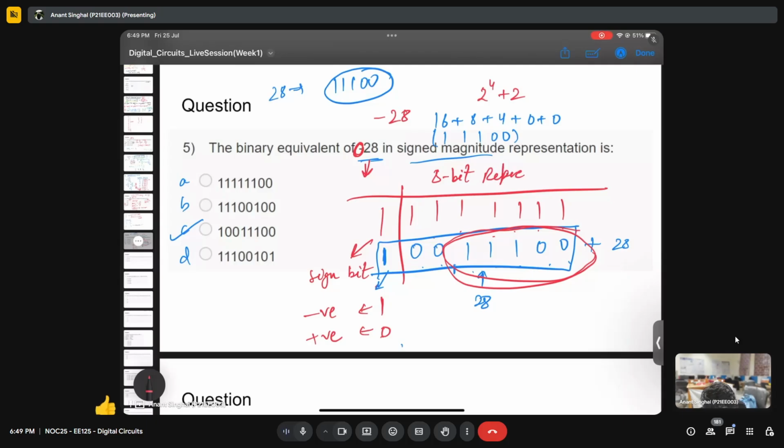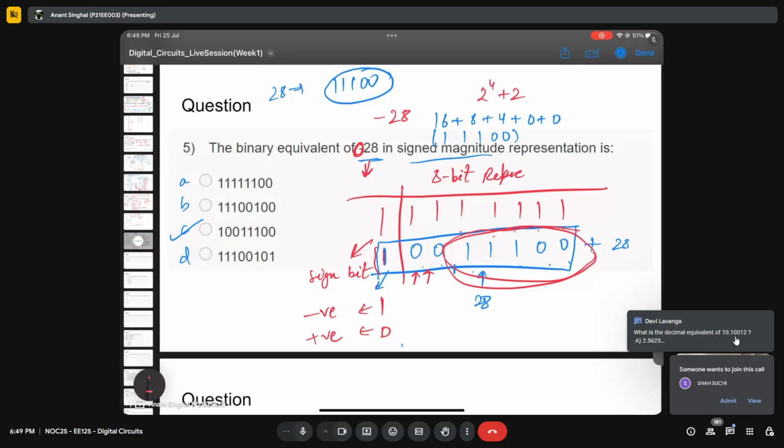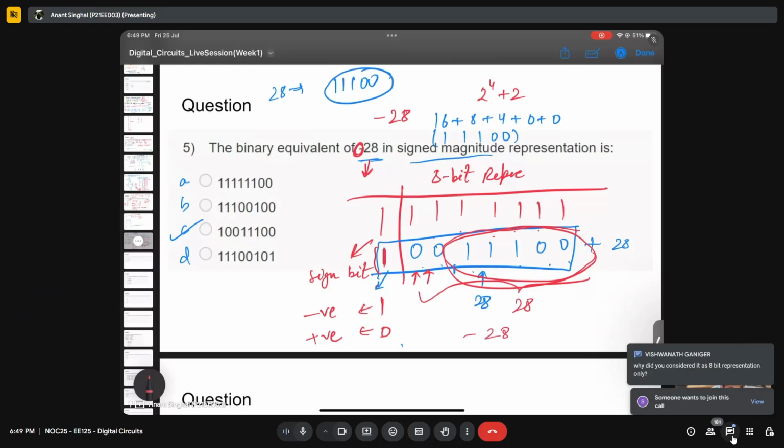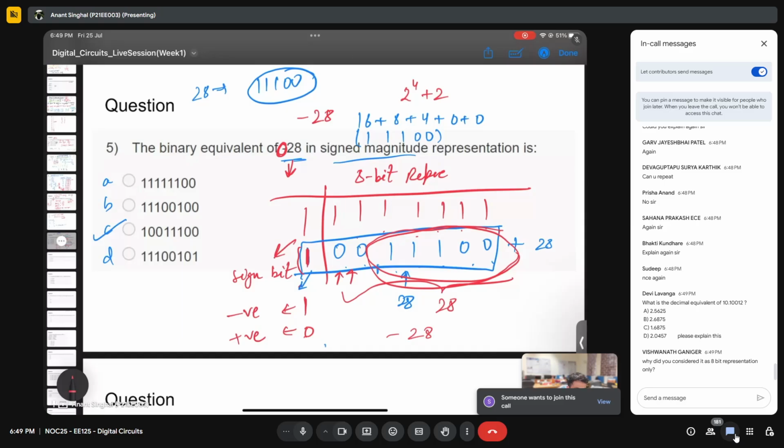so what we do, whatever the left bits are, we write 0, and the first bit is based upon the sign. So since the sign is negative, that is why I've written 1. So this 1 comes from the negative, and then this particular number is 28, negative 28. Is it clear now to everyone? Yeah, because for the negative sign magnitude representation, we need to consider the minimum 8-bit representation. That is a rule.